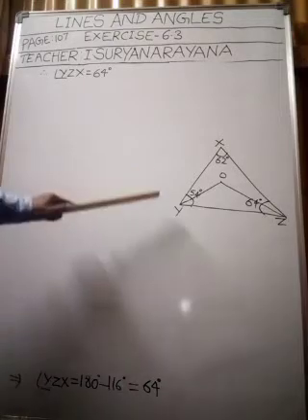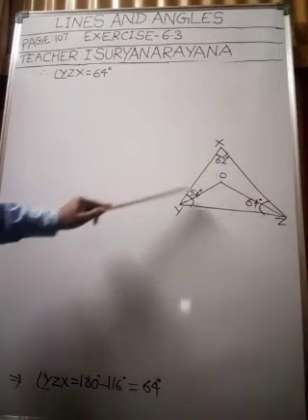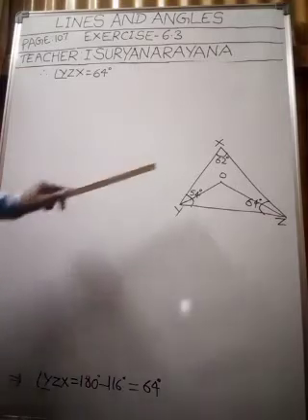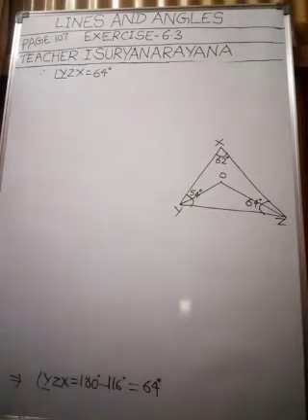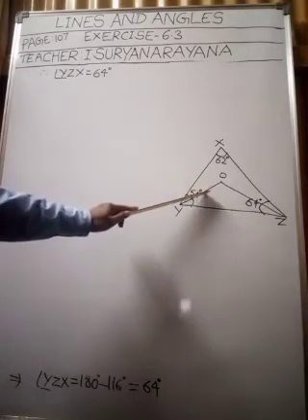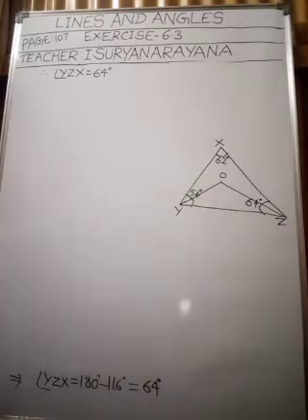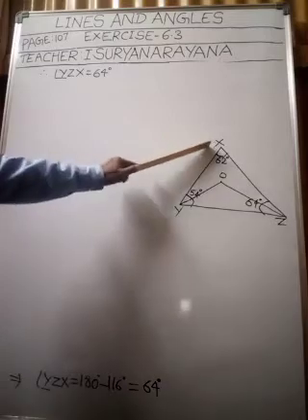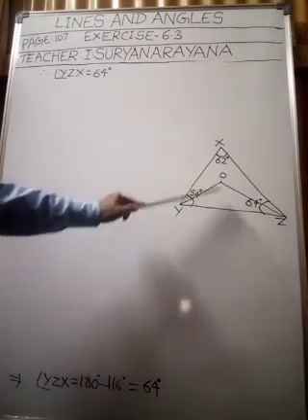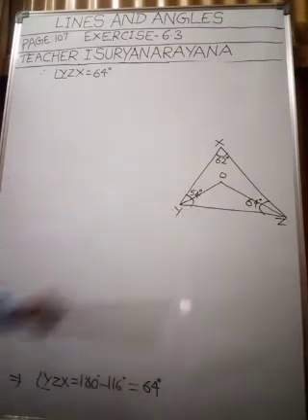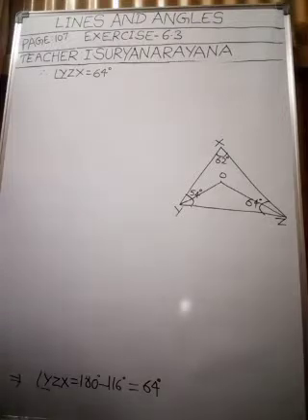Now, what is given? YO and ZO are bisectors. Then, what is meant by bisector of an angle? This line is dividing this angle into two equal angles. Isn't it, my children? Right. Means angle XYO is equal to angle OYZ. Isn't it, my children? Right.